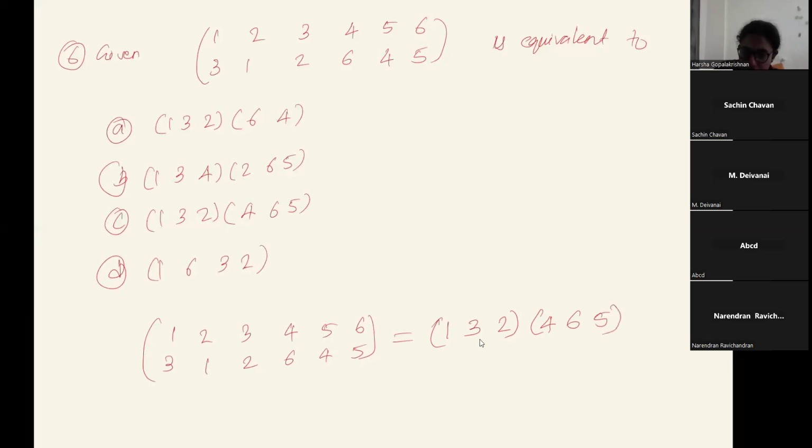So we are writing it as the product of 2 cycles because it now covers all elements 1, 2, 3, 4, 5, 6. All elements are covered. So this is the same as the third option. So the answer should be option C. Clear? This is how, if we are given a permutation, we will write it as the product of cycles. Any doubt in this? No, okay. Thank you.